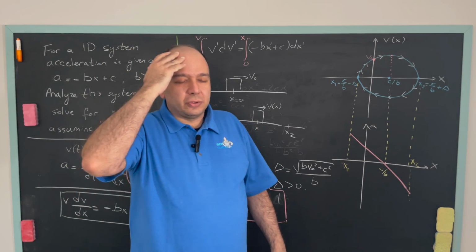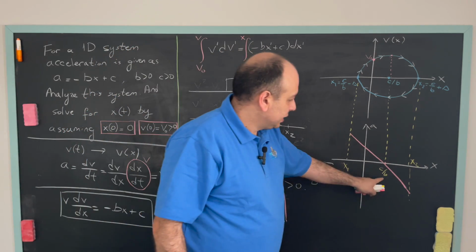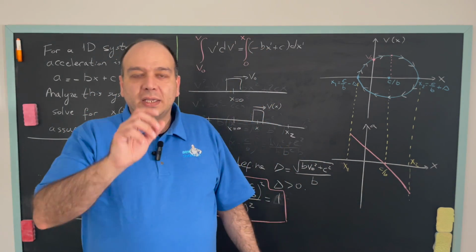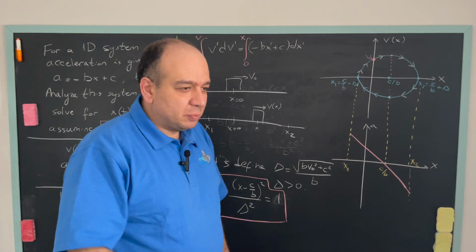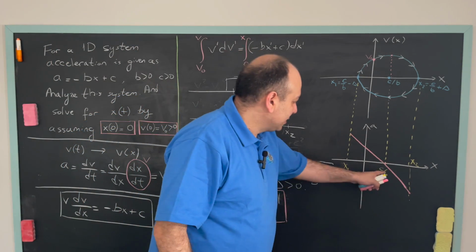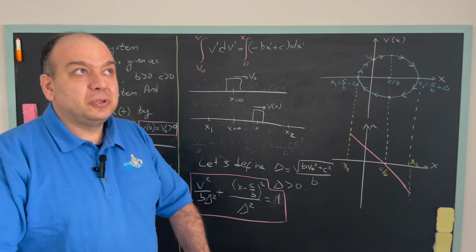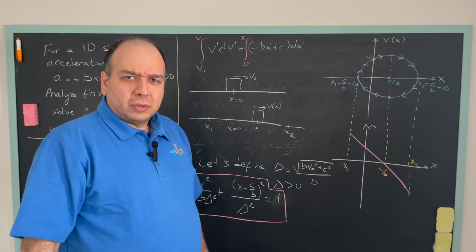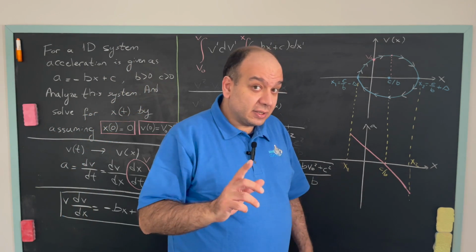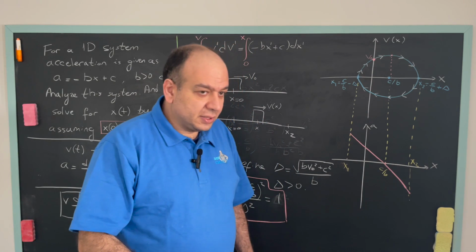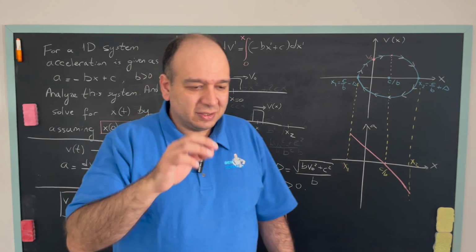At t is equal to 0, I place my box at x is equal to C over B, okay? And I give 0 initial speed. So the system is not moving initially, and it's at x is equal to C over B where the acceleration is 0. So there will be no time rate of change of velocity. Okay, this is a little bit strange, right? I put my system at a point with 0 initial speed and there is no change in the speed.